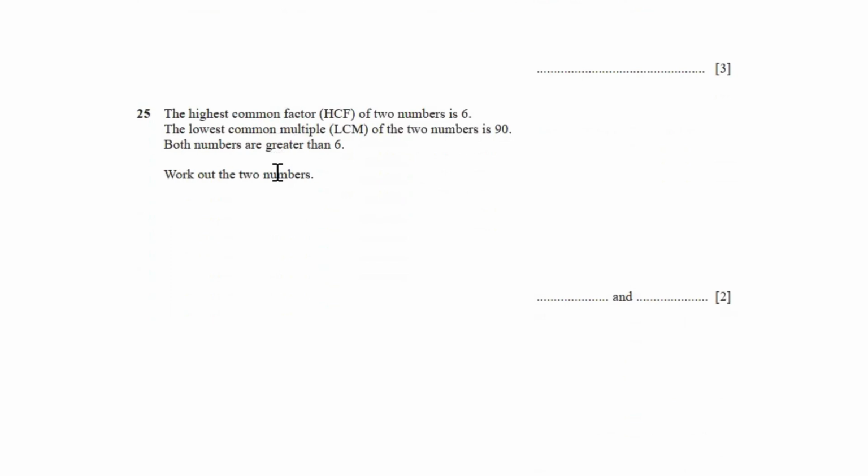Then lastly, question 25 says, the highest common factor of two numbers is 6. The lowest common multiple of the two numbers is 90. Both numbers are greater than 6. Work out the two numbers.